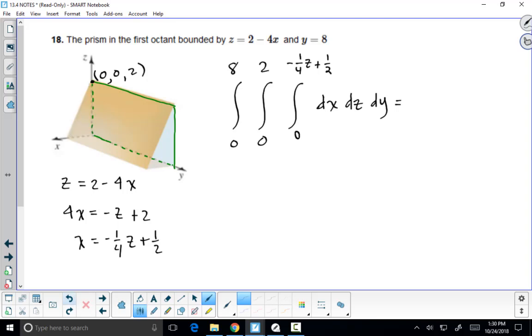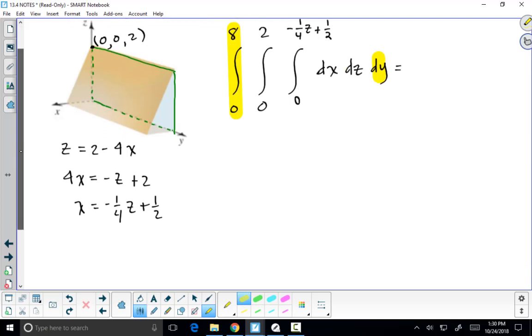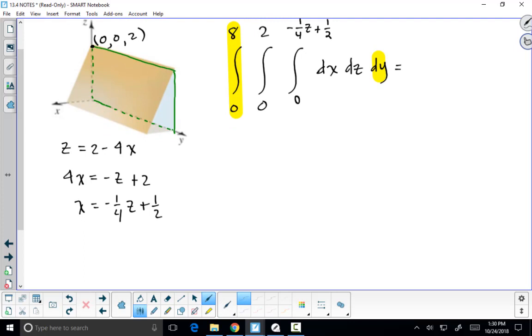Okay, so now when we look at this, can we collapse the y integral here? Yeah, we're guaranteed there's no y in there. There's no y in these limits, so we can definitely collapse that one. We can't collapse the second one, though, because we're integrating with respect to z, and a z is going to appear. But we can definitely get rid of the outer one. That can collapse to just an 8. So 8, integral 0 to 2, and integrating with respect to x, there's no x there, so we get the length of the interval: negative 1/4 z plus 1/2 minus 0.